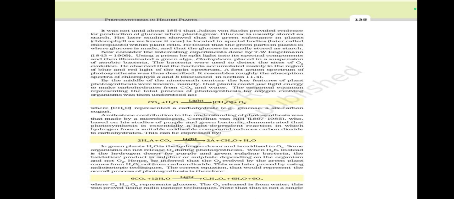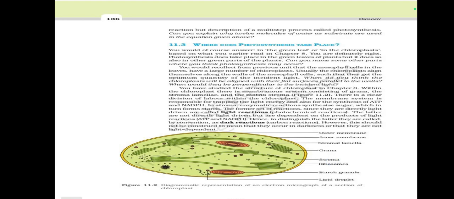This was later proved by using radioisotopic techniques. The correct equation that would represent the overall process of photosynthesis is therefore 6CO2 + 12H2O, in the presence of light, gives C6H12O6 (glucose) + 6H2O + 6O2, where C6H12O6 represents glucose and the O2 released is from water. This was proved using radioisotope techniques. Note that this is not a single reaction but a description of a multi-step process called photosynthesis. Can you explain why 12 molecules of water as substrate are used in the equation given above?